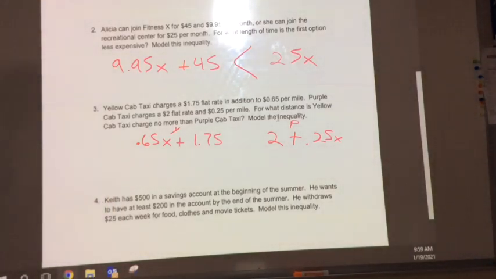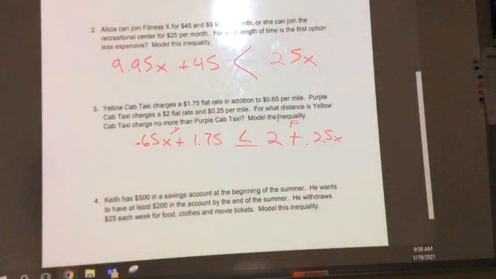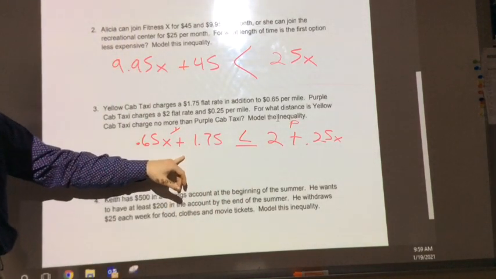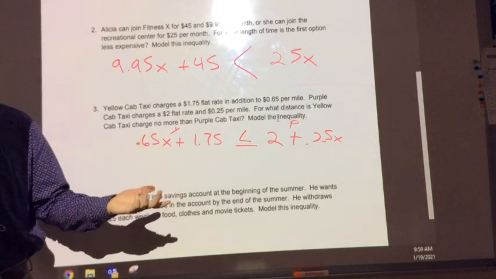And I want to know, when is yellow no more than? What do you think, Isaac? Less than or equal to. Do we agree? Can yellow be less than? Yes. Can yellow be equal to? Yes. Can yellow be more than? No. Okay?